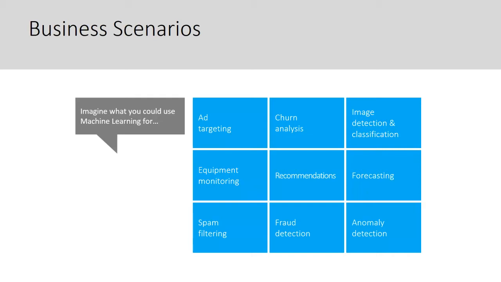Image detection and classification. Equipment monitoring. This ties in nicely with the Internet of Things, that equipment that is being monitored with sensors. This information can be used to predict real time when a piece of equipment requires maintenance or it has gone offline. Recommendation engines, forecasting to take historical time series to project into the future, spam filtering, fraud detection, anomaly detection, all good examples of business applications of machine learning.